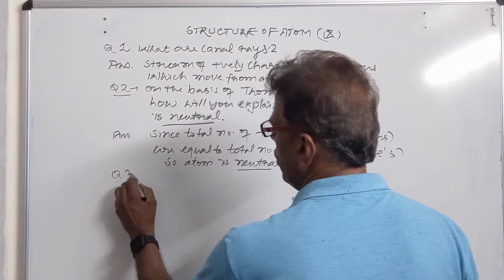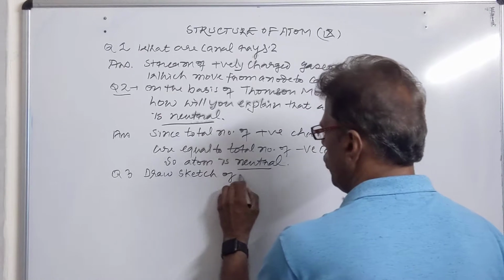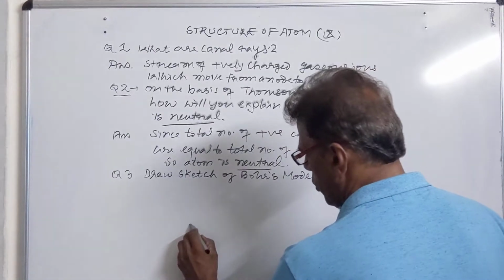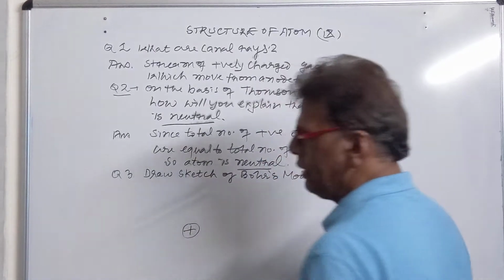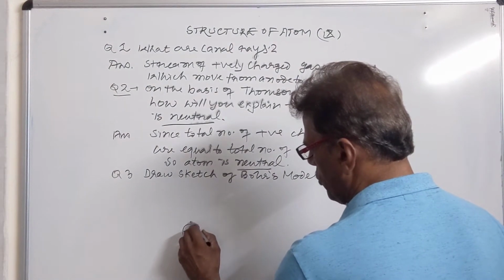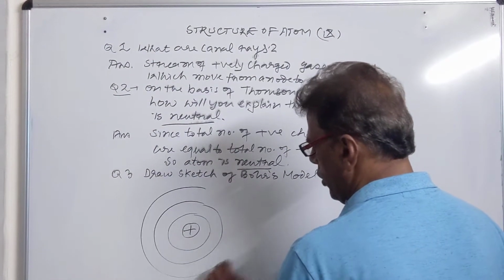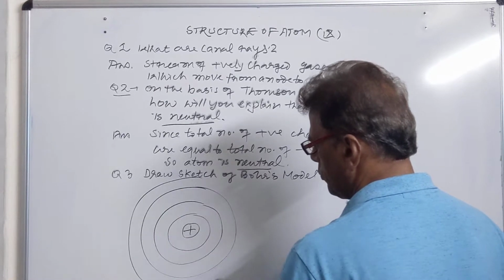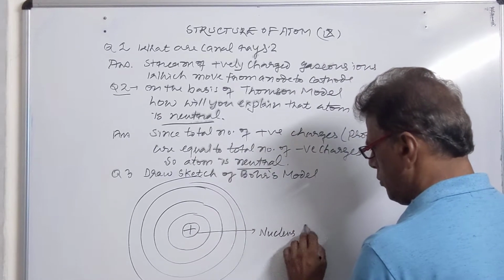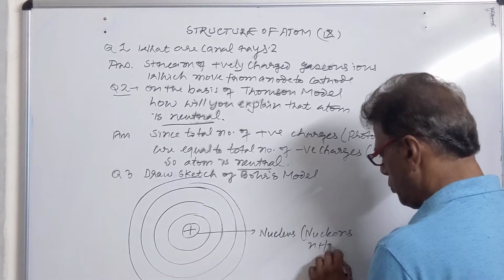We have already drawn this. Draw sketch of Bohr's model. So Bohr model consists of a sphere of a dense positively charged center, that is called the nucleus, where protons and neutrons are embedded. Then we have number of shells, 1, 2, 3, 4, 5 and so on. This is our nucleus in the center, which has nucleons, they are neutrons plus protons.